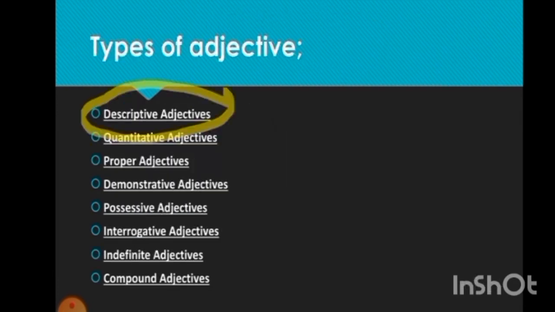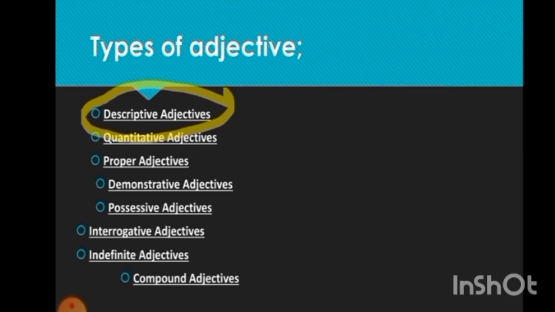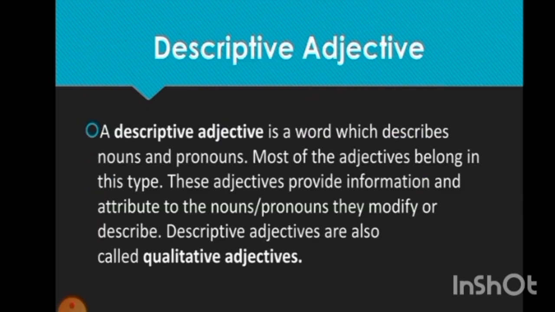The types that we just need to know: descriptive adjectives, quantitative adjectives, proper adjectives, demonstrative adjectives, possessive adjectives, interrogative adjectives, indefinite adjectives, and compound adjectives, okay? And today, as we should be linked with our topic, we are going to discuss descriptive adjectives. So let's see what a descriptive adjective is.